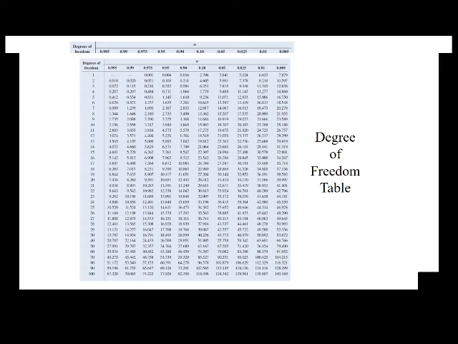In the table, the degrees of freedom are given at a 5% level or at a 1% level. For 1 degree of freedom, at 5% level it is 3.841, and at 1%, 6.635. In the same way, for 3 degrees of freedom, at 5% level it is 7.815, and at 1%, 11.345. In the same way, it continues.